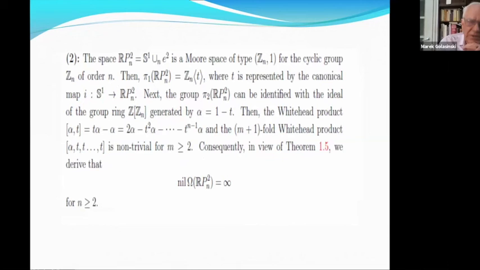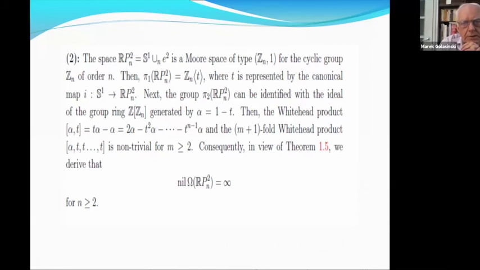Now we consider another example, which is a generalization of the real projective plane. If n is equal to 2, then of course we have the real projective plane. So we glue a cell of dimension 2 to S^1 using a map from S^1 to S^1 of degree n. And that is the Moore space of type Z_n, where Z_n is a cyclic group of order n. And then you can show that the fundamental group of this space is a cyclic group of order n, with T the generator.